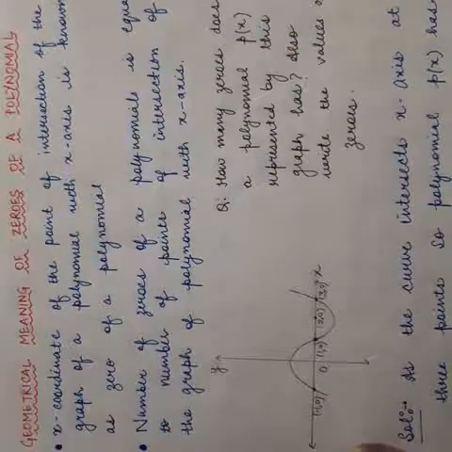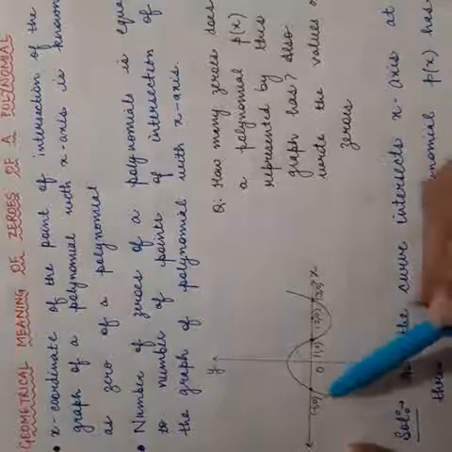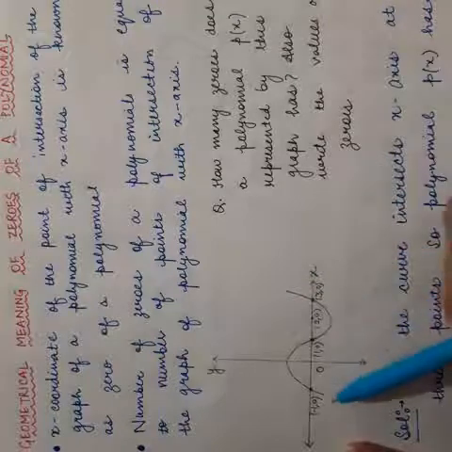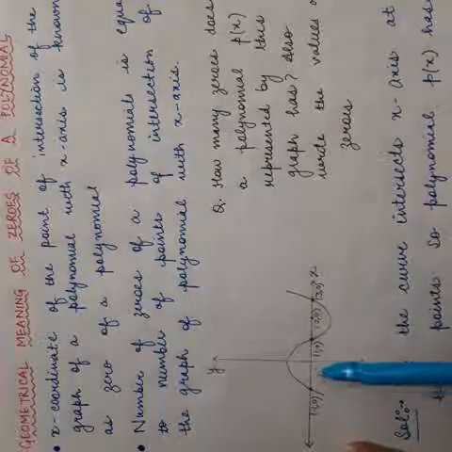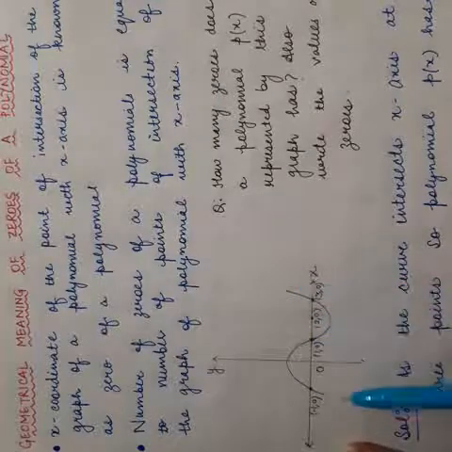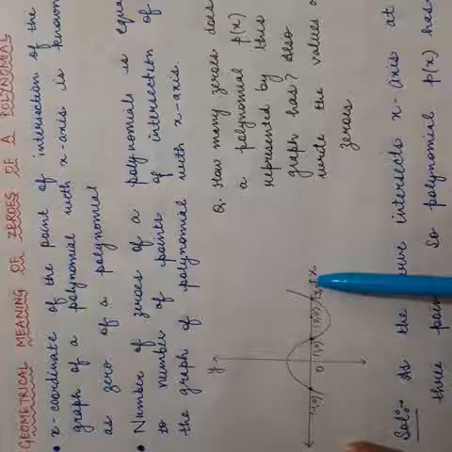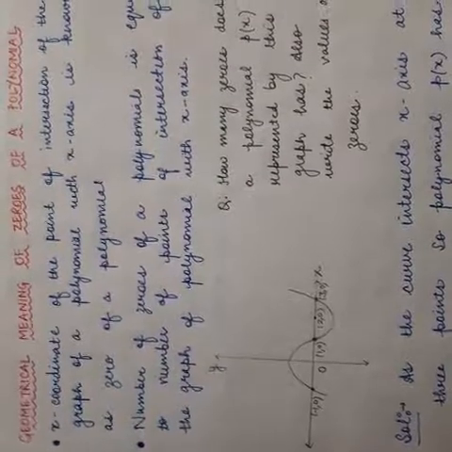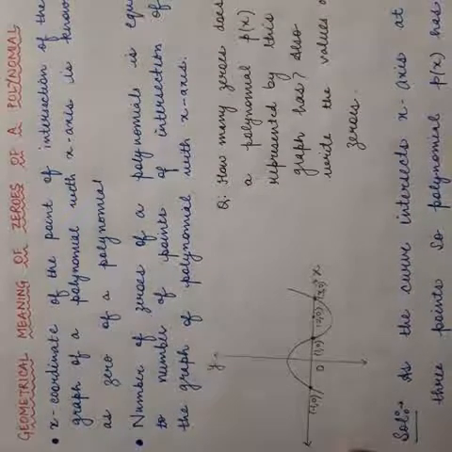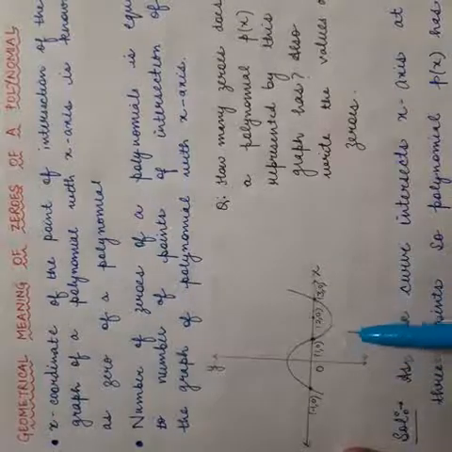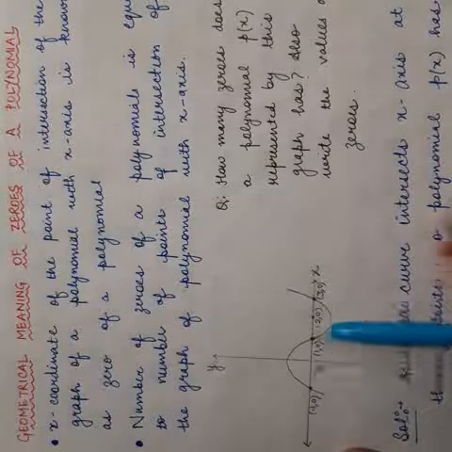Every polynomial can be represented on the graph paper. Suppose I am having a curve over here. This curve represents some polynomial. And this curve is intersecting the x-axis at 3 points. This means this polynomial has 3 zeros. Whatever curve is given to you, you just count the number of points where this curve cuts the x-axis. That gives you the zeros of the polynomial. And the values of the zeros will be the x coordinates of these points.